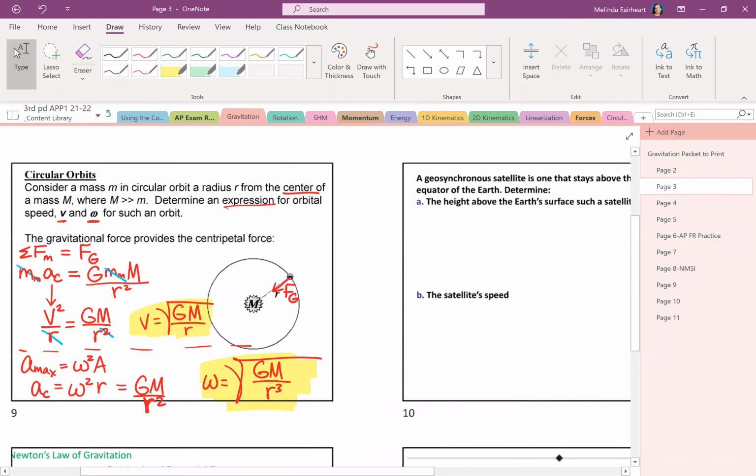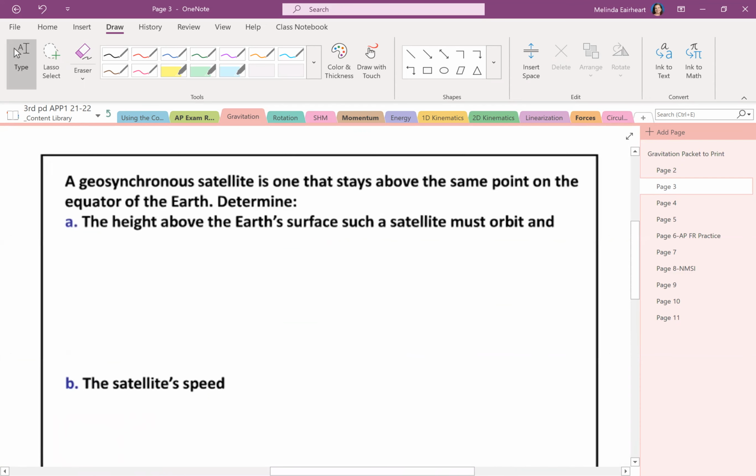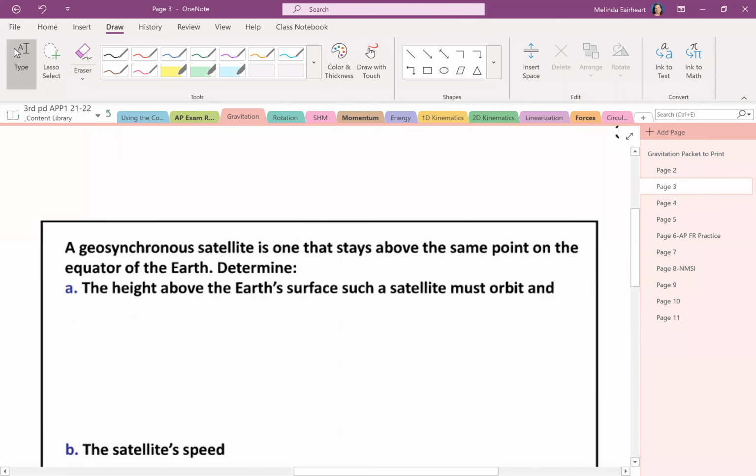All right. Little bit same, little bit different. We're going to bring back numbers. Wait, Ms. Earhart, there's no numbers in this problem. I know, but we've got some numbers. A geosynchronous satellite. Geo is leading us to think about what? Earth.